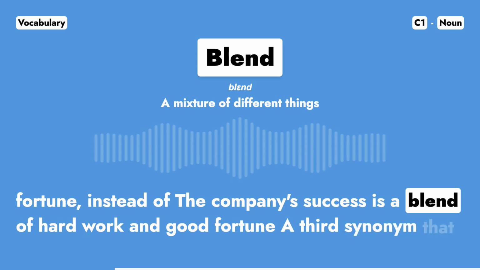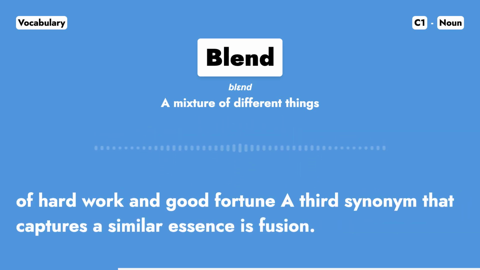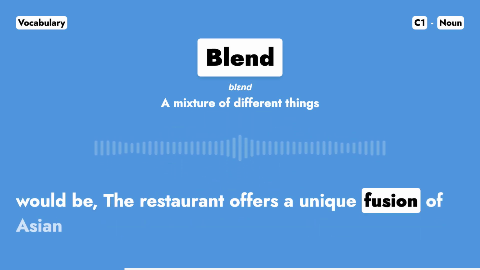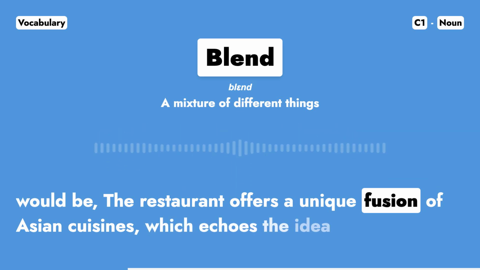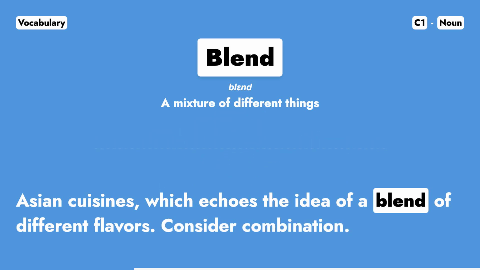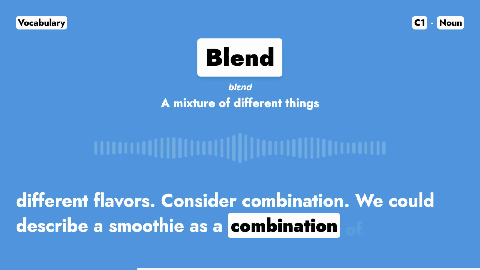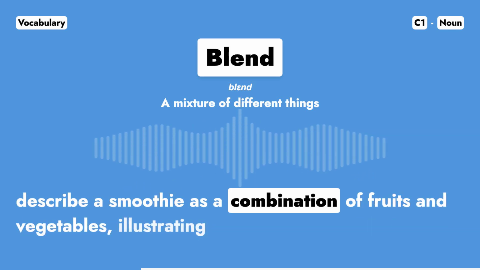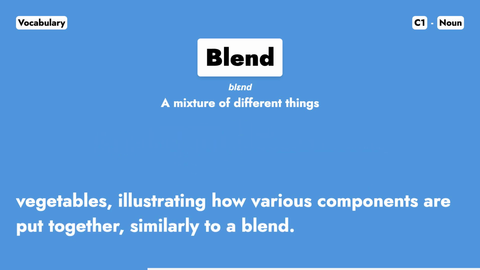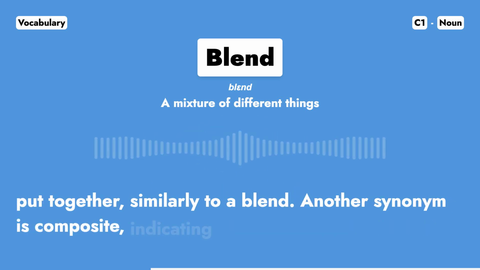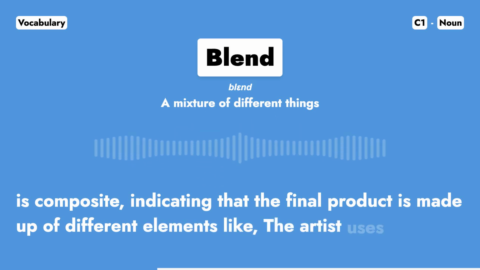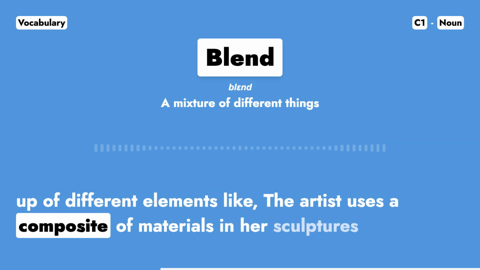A third synonym that captures a similar essence is fusion. An example would be, the restaurant offers a unique fusion of Asian cuisines, which echoes the idea of a blend of different flavors. Consider combination. We could describe a smoothie as a combination of fruits and vegetables, illustrating how various components are put together, similarly to a blend. Another synonym is composite, indicating that the final product is made up of different elements, like the artist uses a composite of materials in her sculptures.